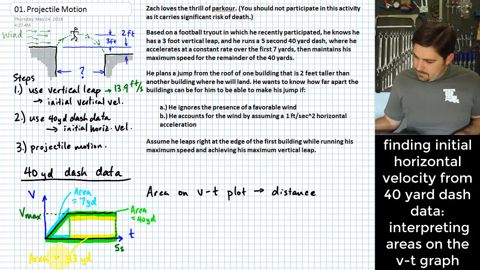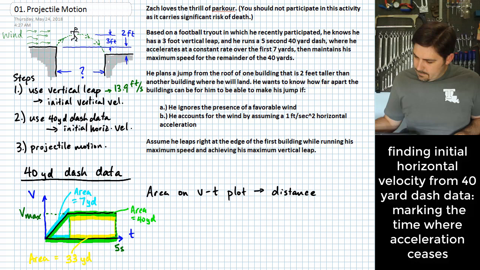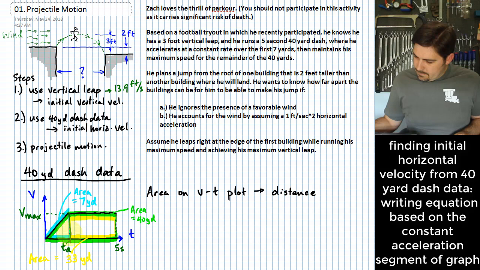Okay. Well, one interesting thing here is it might be helpful for us to identify right here where the transition is, that there is a time, let me just call it T sub A. There is this time where it transitions from where he's accelerating to where he stops accelerating. And that might help us come up with some equations that allow us to come up with Vmax based on what else we know about this chart. And let's do that by starting with the triangle.